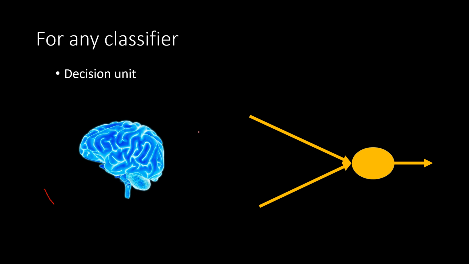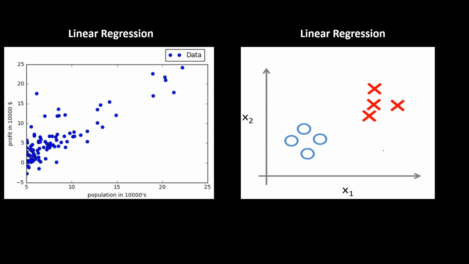Okay, so in the human body, the decision unit is our brain, and in case of a neural network or logistic regression, the decision unit will look something like this node, where there will be inputs coming to it, and it will apply some functions and then give an output. But before that, let me give you a visual representation of the difference between linear regression and logistic regression.